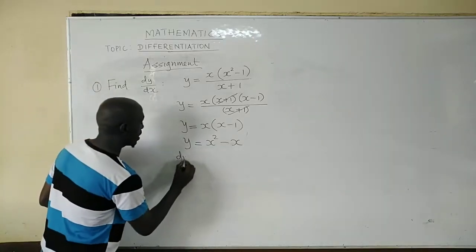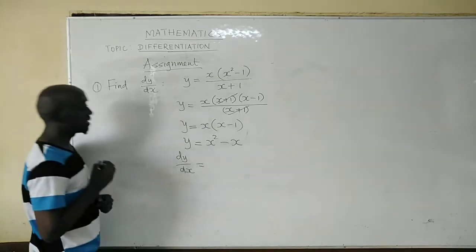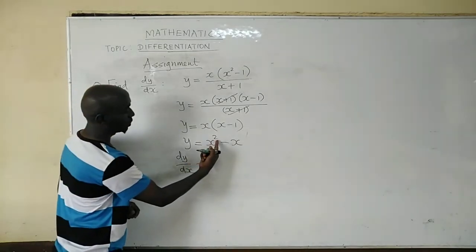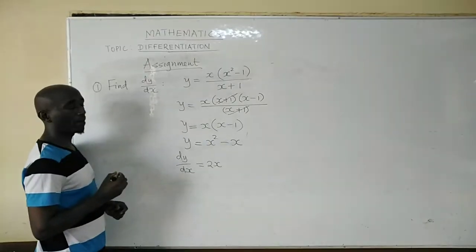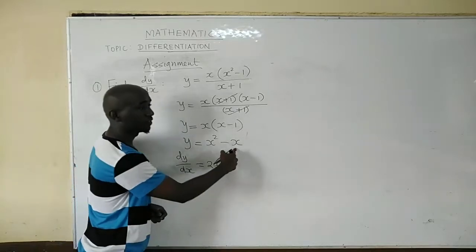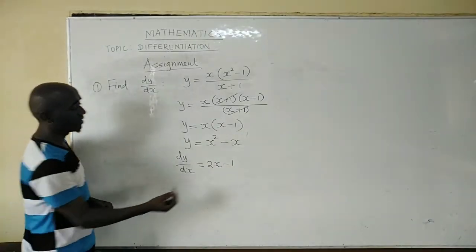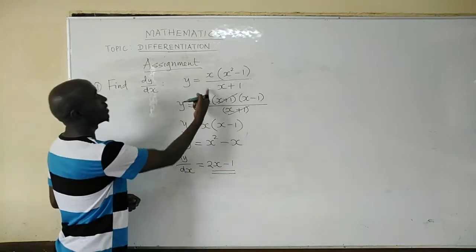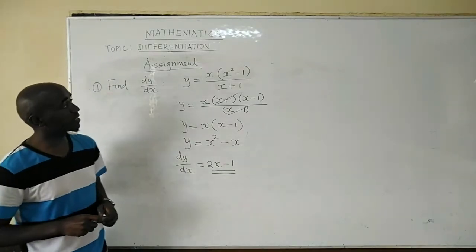So let us find dy dx. Dy dx here will be 2x, 1, which we don't need to write, minus, if you differentiate that, you get minus 1. So that is the derivative of this equation. So dy dx equals 2x minus 1.